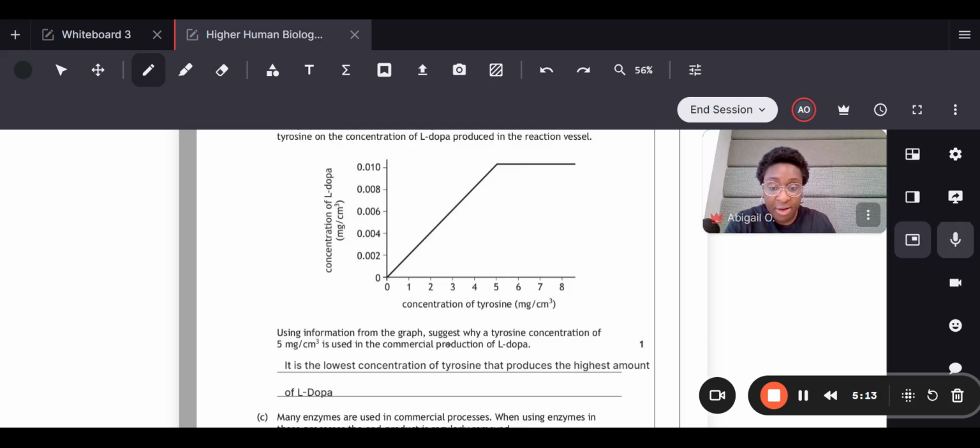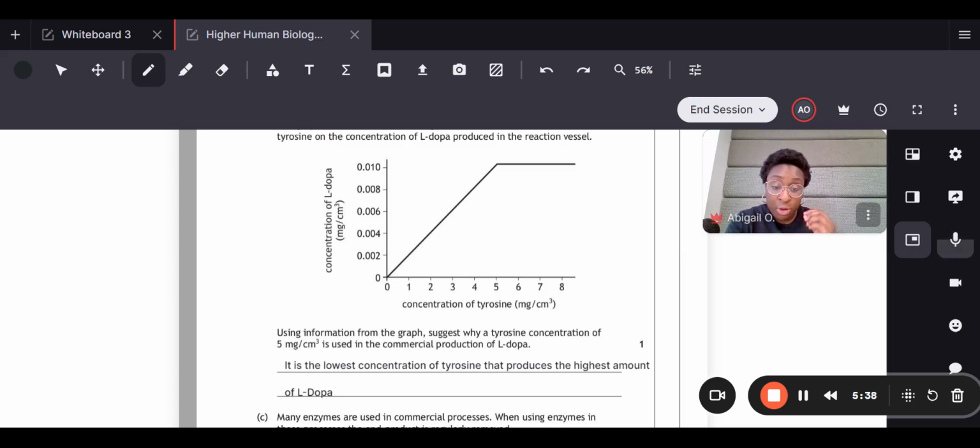Using the information from the graph, suggest why a tyrosine concentration of 5 is used in the commercial production of L-DOPA. Well, it's commercial. You don't want to waste your money producing this drug. So the reason we use 5 is it's the lowest concentration of tyrosine that produces the highest amount of L-DOPA. If you use 8 milligrams of tyrosine, you still produce the same amount of L-DOPA. So what's the point of using 8 when you can use 5?